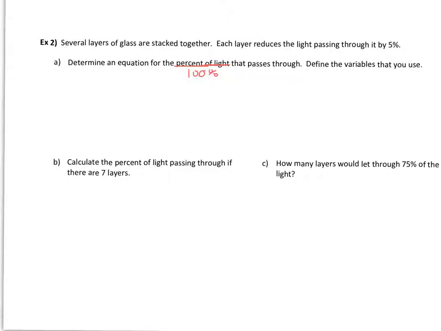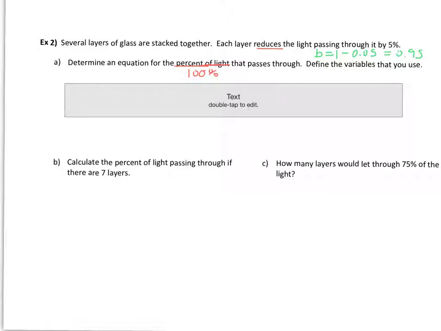It's 100%. And each layer reduces, so our B value would equal 1 minus 0.05, so that's going to give us 0.95 as our B value. All right, so for the equation that represents the percent of light, we're going to define our variables. I could let P represent the percent of light, or I for intensity represent the amount of light passing through. And then I could let N be the number of layers of glass, or L, something like that. But I need some let statements to indicate what each variable represents here.